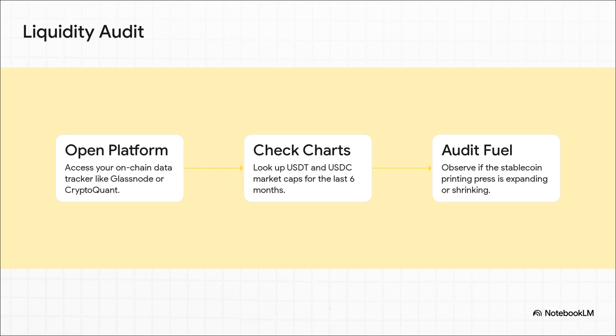Step 1, open up your on-chain data platform, whether that's Glassnode, CryptoQuant, whatever market tracker you prefer to use. Step 2, look up the total market cap charts, specifically for USDT and USDC, over the last 6 months. And step 3, audit the fuel. Observe if the total stablecoin printing press is expanding, shrinking, or just stagnating. By doing this, you are actually calculating the purchasing power of the entire market.